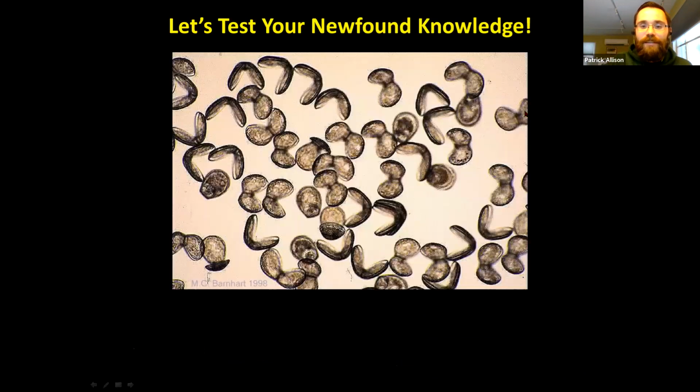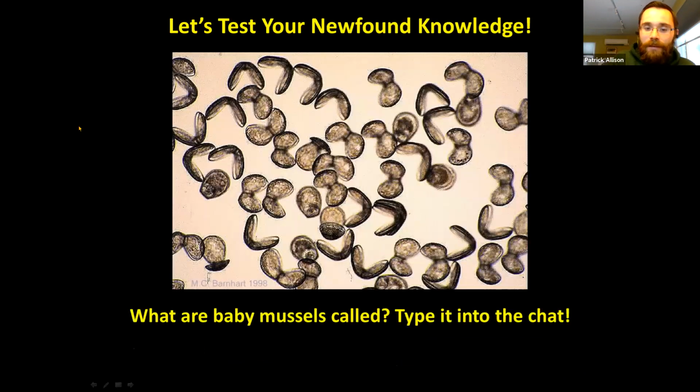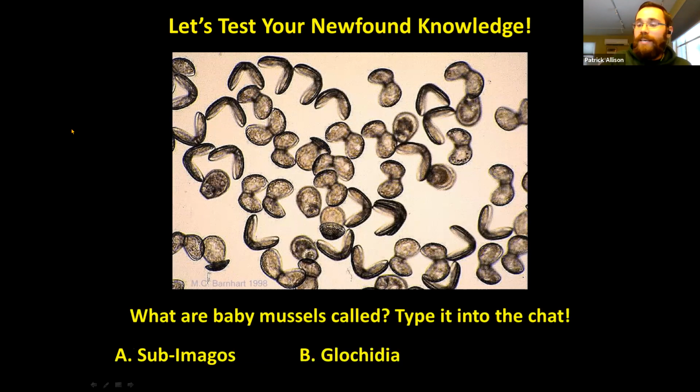All right. Next one. What are baby mussels called? Type it into the chat. Are they subimagos? Are they glochidia? Or are they conglutinates? So specifically the baby mussel itself that you see up here. Is this a subimago, a glochidia, or glochidium? Or is this a conglutinate?